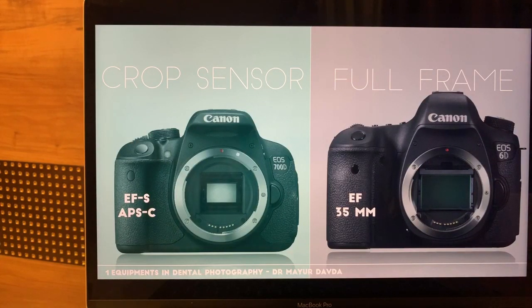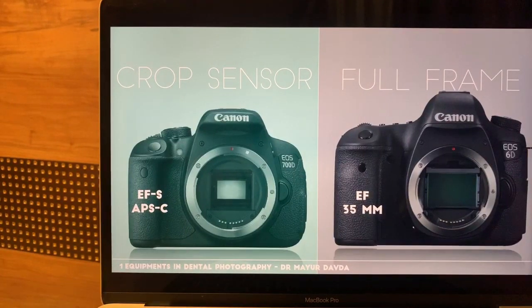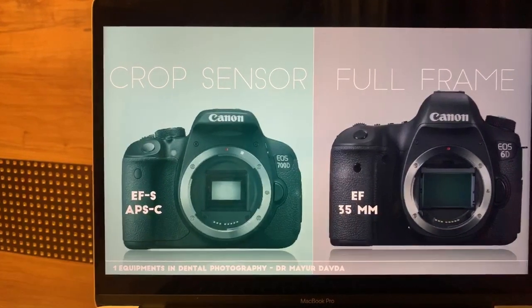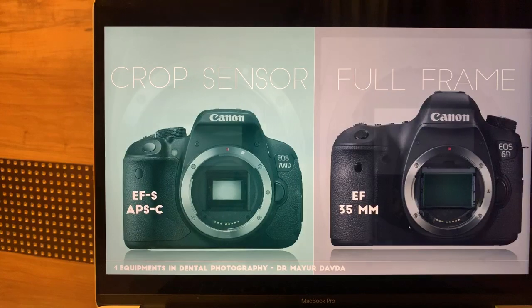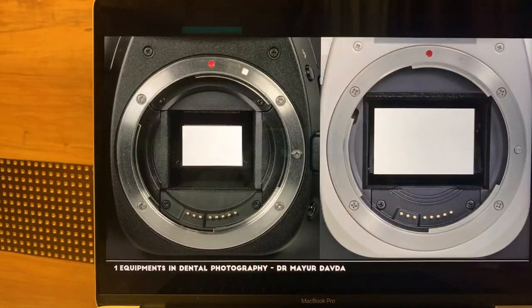I hope you all remember what I'm talking about. If you don't remember, there's a good time to catch up. So the crop sensor DSLR in Canon is called as EFS and the full frame is called as EF. In Nikon, the crop sensor is called as DX and the full frame is called as FX. It is just a name. You don't have to worry too much about it. We don't have to think about why it is called that right now. It's not needed.